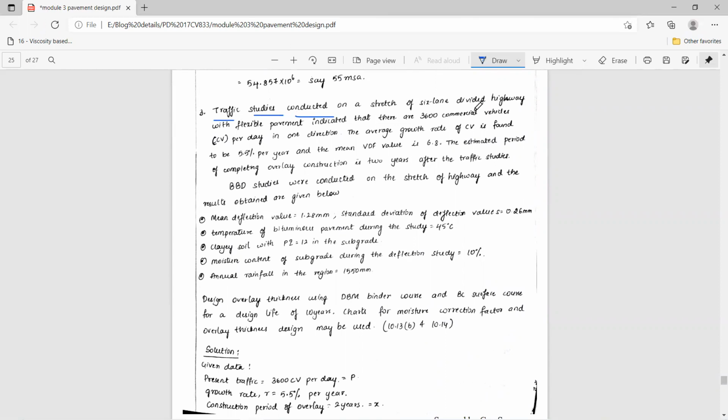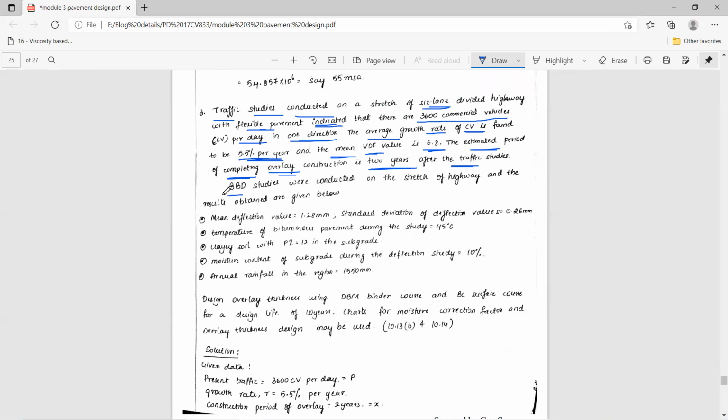Traffic studies conducted on a stretch of 6-lane divided highway with flexible pavement indicated that there are 3,600 commercial vehicles per day in one direction. The average growth rate of commercial vehicles is found to be 5.5% per year, and the mean vehicle damage factor value is 6.8. The estimated period of completing overlay construction is 2 years after the traffic studies.